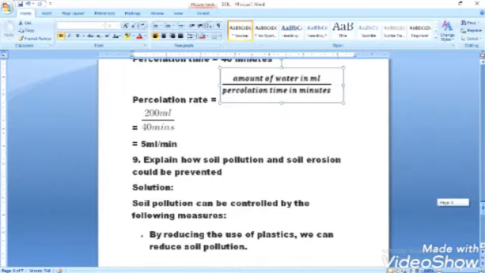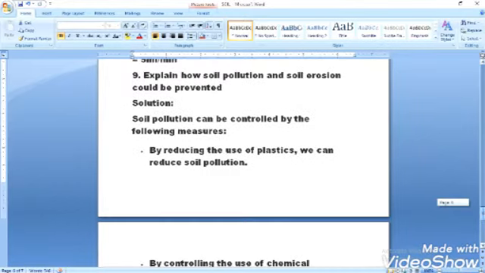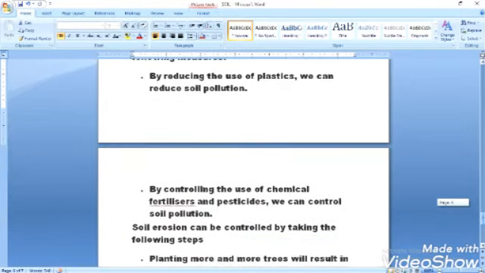We know that soil pollution can be controlled by the following measures. By reducing the use of plastics, we can reduce soil pollution, and also by controlling the use of chemical fertilizers and pesticides, we can control soil pollution.